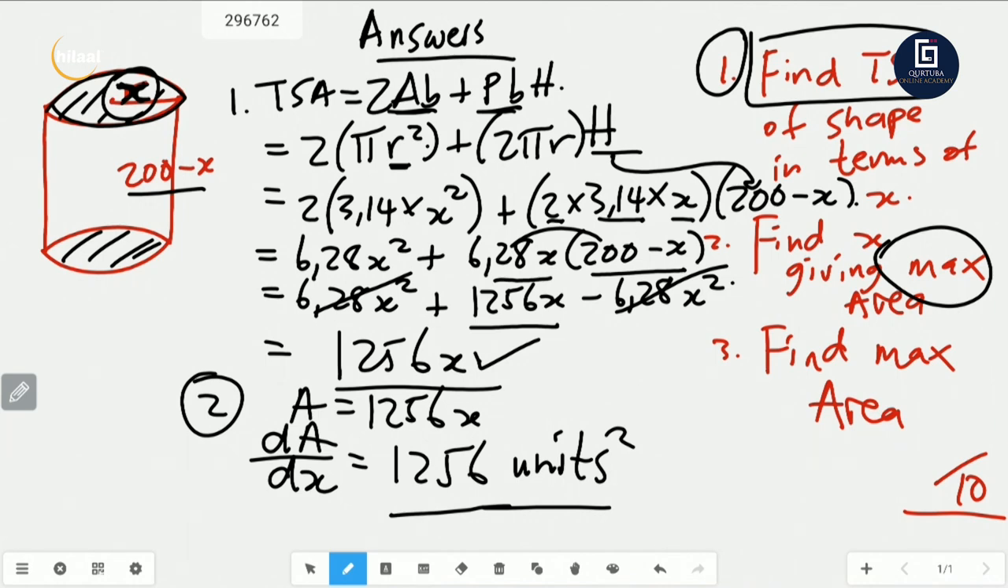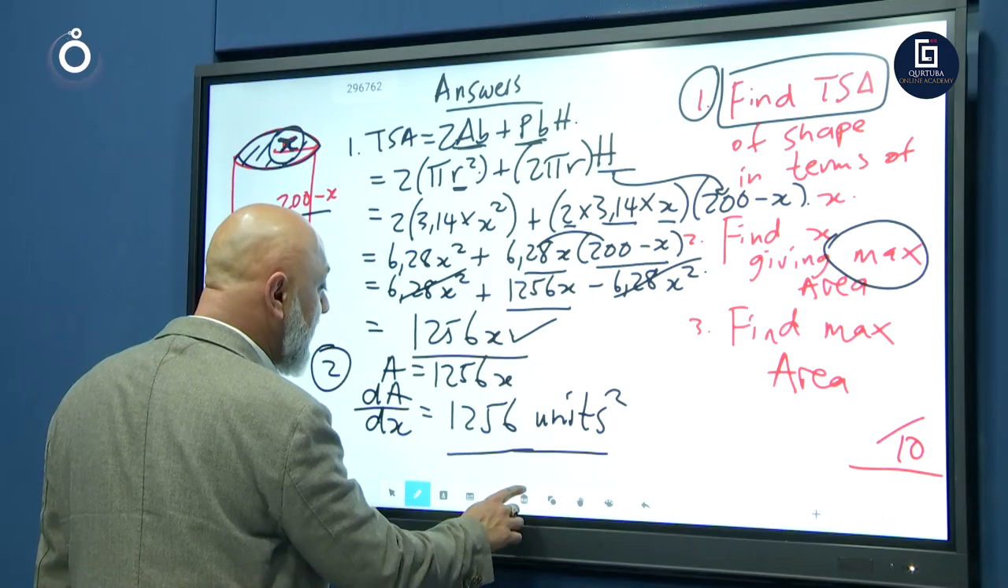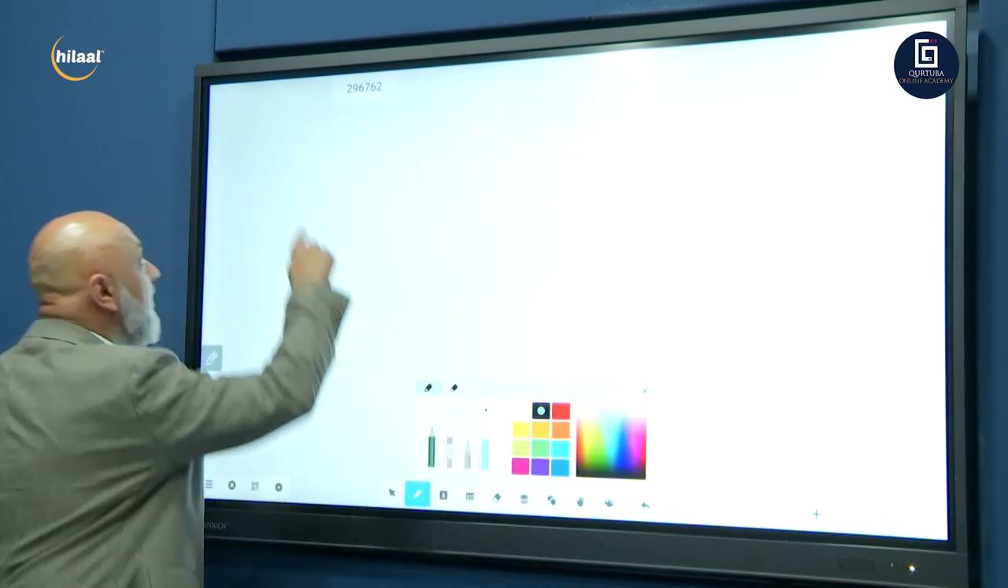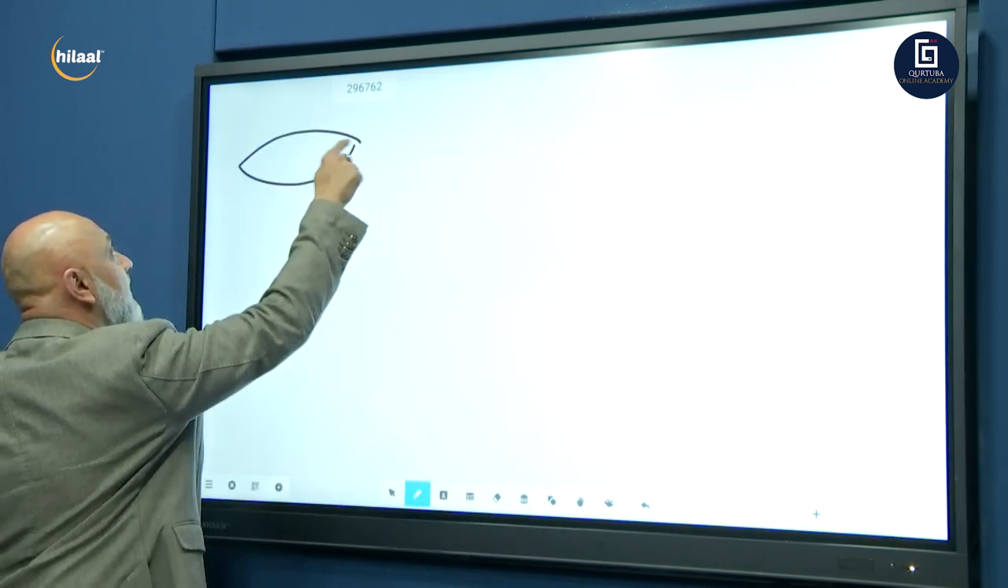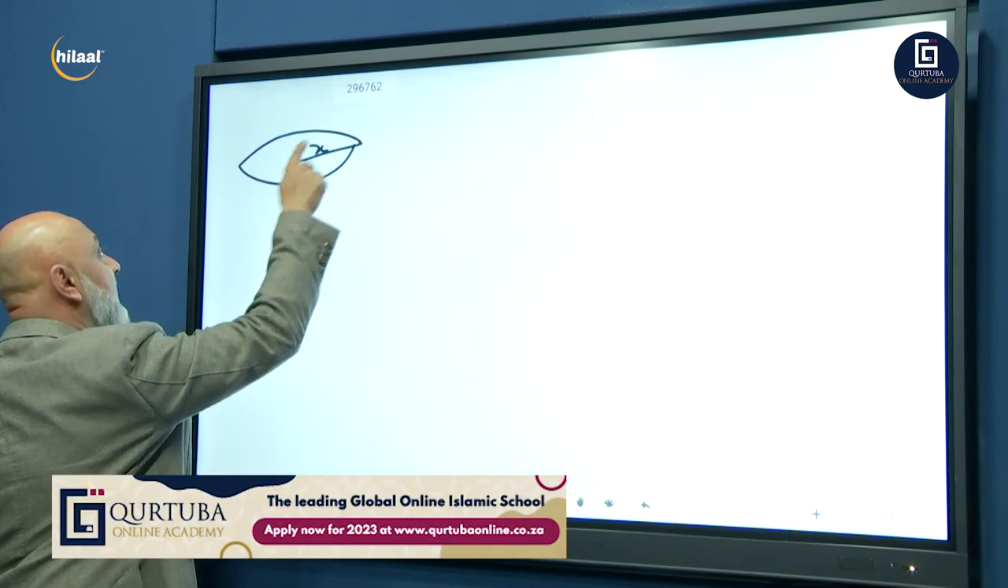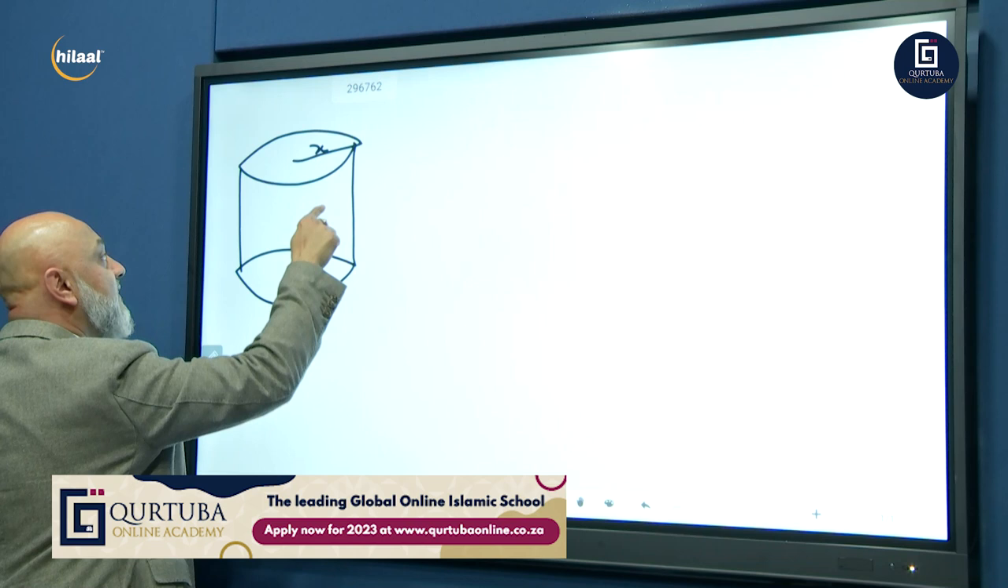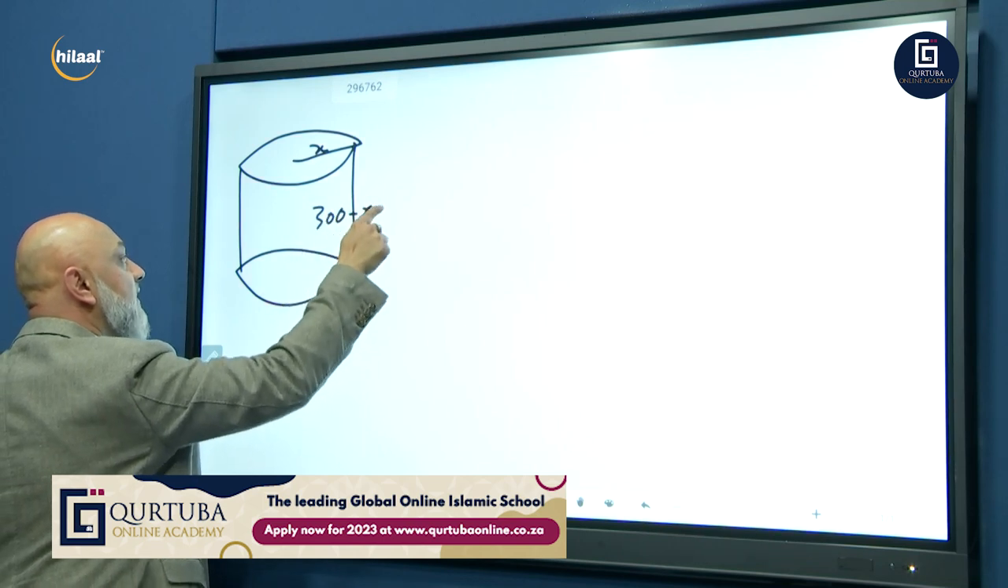Let's do one in terms of volume. Let's take the same shape and do it in terms of volume. Let's take your radius as x, and let's say the height is 300 minus x.